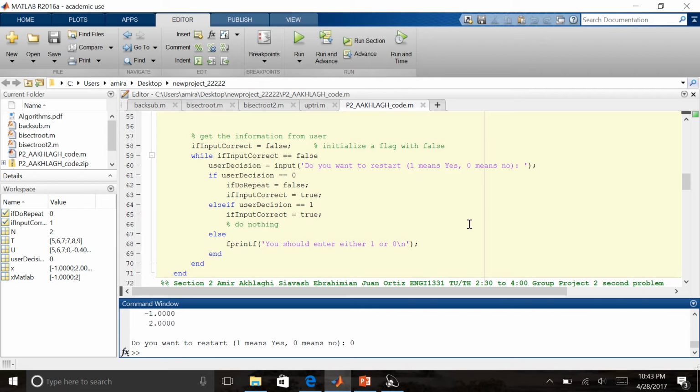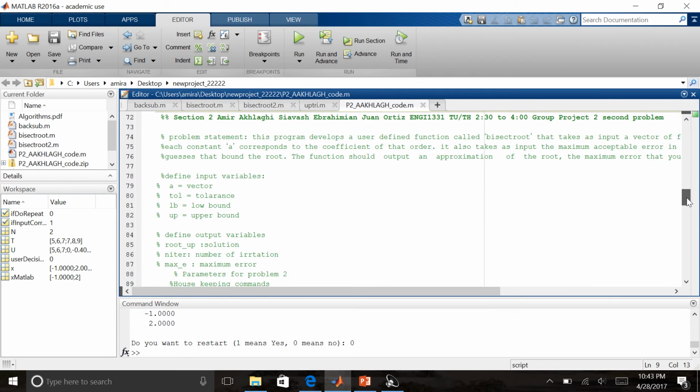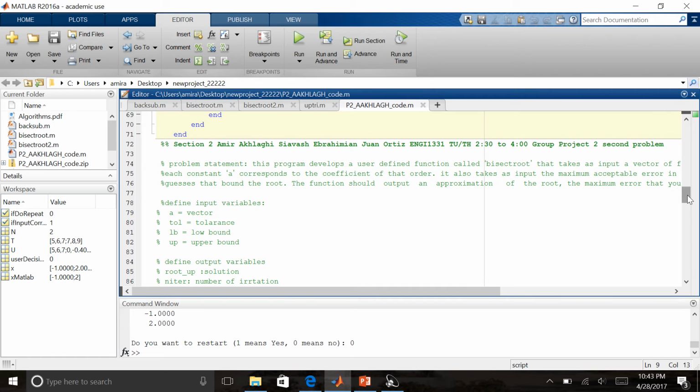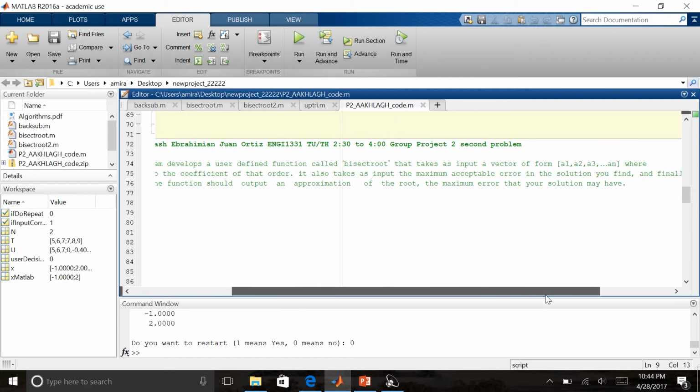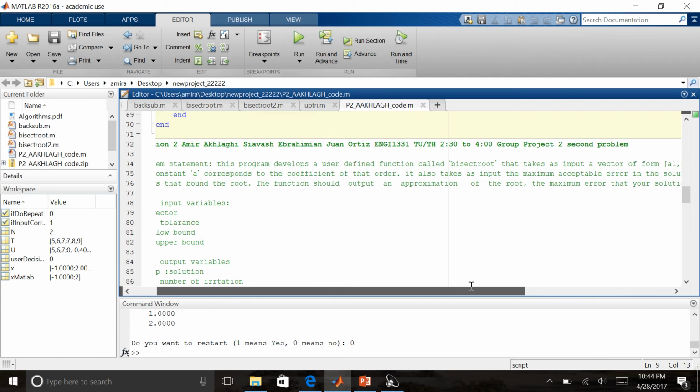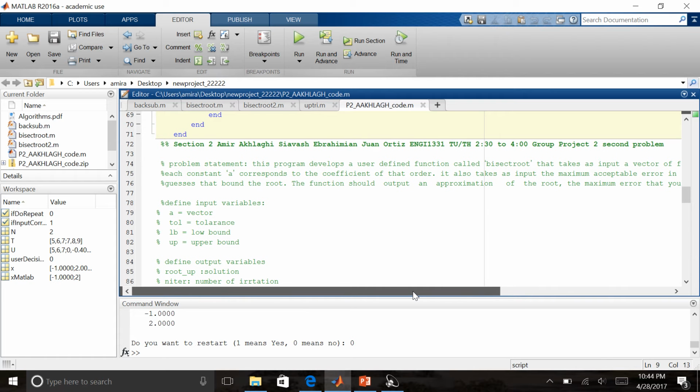And then for the second, let's see. For the second problem, we had another numerical analysis problem. And this one, we were supposed to develop a bisect root, which is a function that's going to take the input vector and for each form of a vector that we have as input. And it's going to get each constant that corresponds to a, the coefficient of that order.